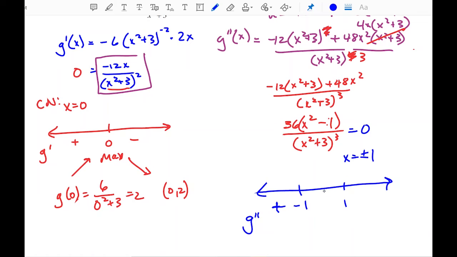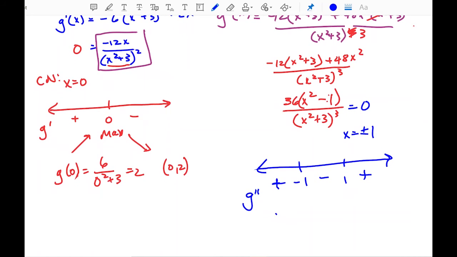We can plug 0 in to the numerator. That's 0 minus 1. That's a negative 1 times 36. That's going to give us a negative number on top. And since the denominator is positive always, we have a negative concavity. And to the right of 1, we'll plug in 2. 2 squared is 4 minus 1 is 3. That's a positive on top, 3 times 36, giving us a positive concavity to the right of 1. Concavity does switch at each of these points, so they are both inflection points.